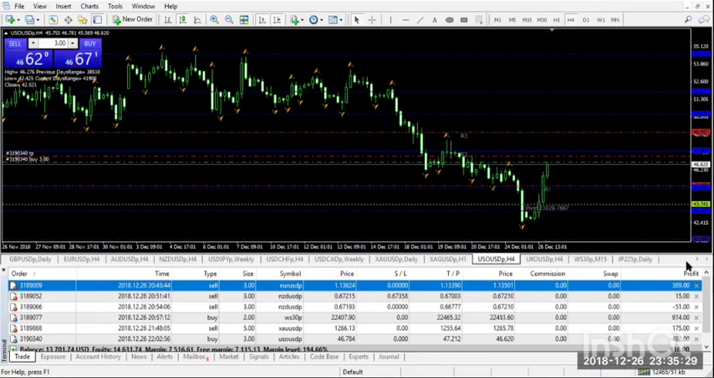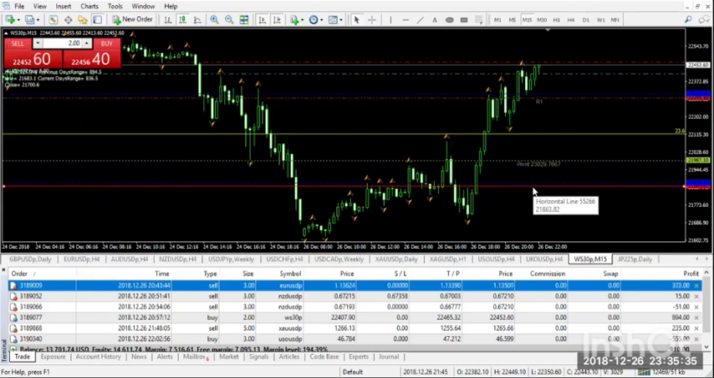So it should be better if we gained a profit here, from here up to near the swing low. Yes, exactly.